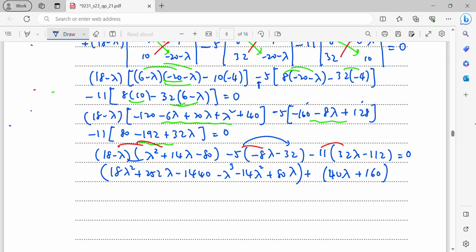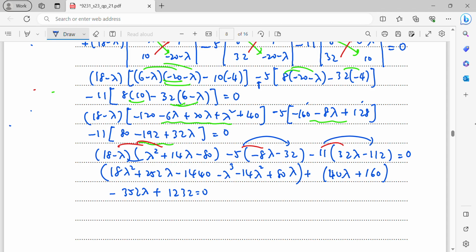Then here will be minus. Then this is 11 times 32, it will be 352 lambda. Then this one is going to be, okay, probably I don't write the bracket. I will just direct times, so minus. Then after that, minus minus is plus. So 11 times 112, it will be 1232 equals to 0.